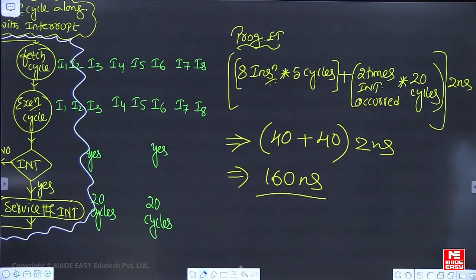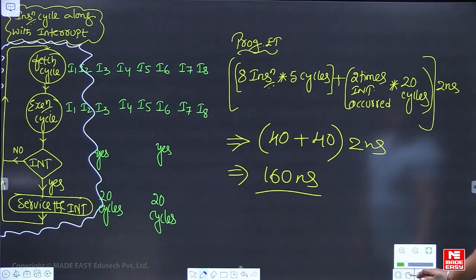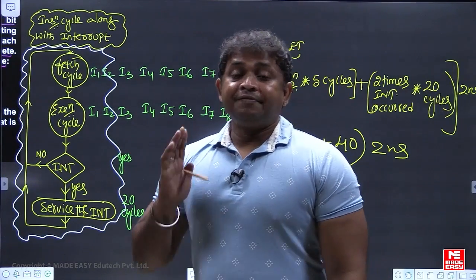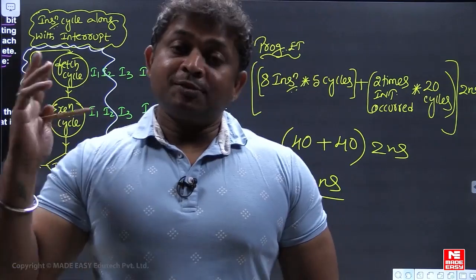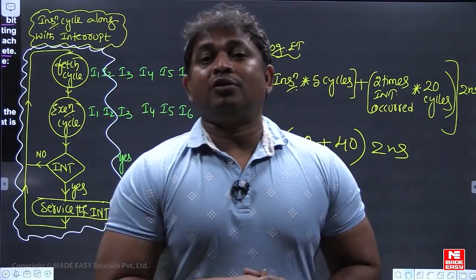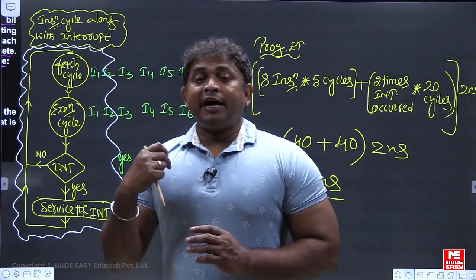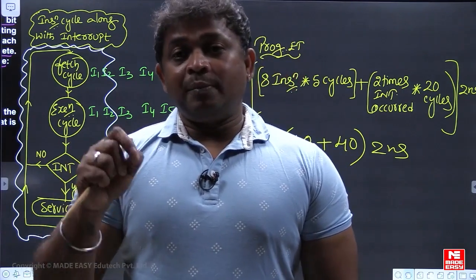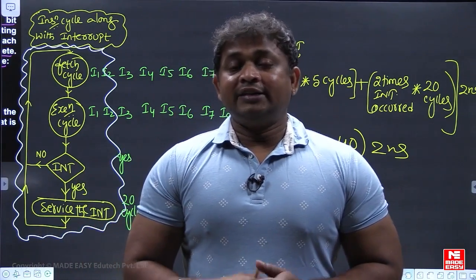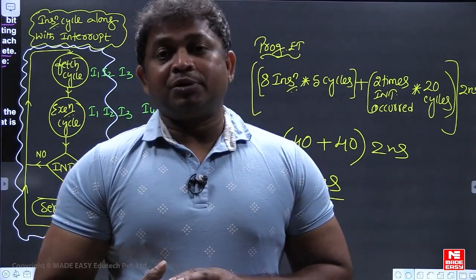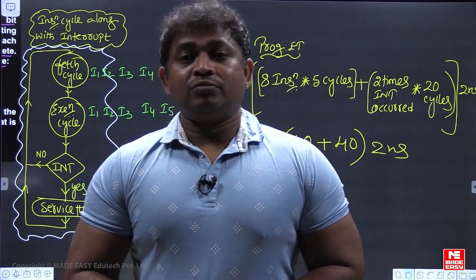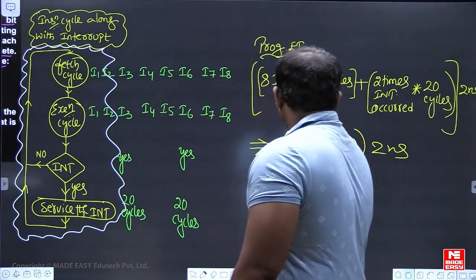Students, is it clear? While executing the instruction, if interrupt occurred, CPU responds to the interrupt after completion of the instruction. At the time of addition, interrupt occurred. CPU responds to the interrupt after completion of addition. At the time of multiplication, interrupt occurred. CPU responds to the interrupt after completion of multiplication. Okay, all right. So answer is 160.